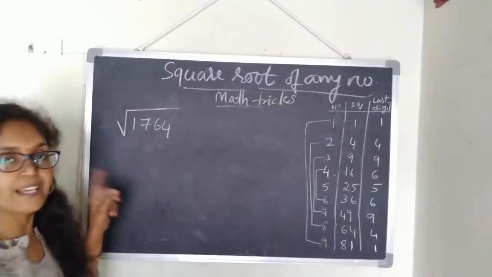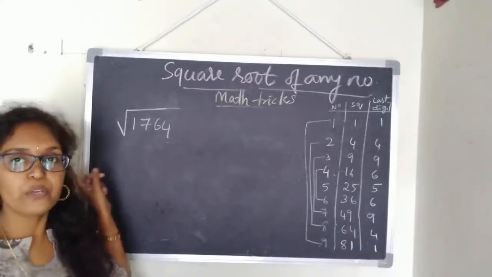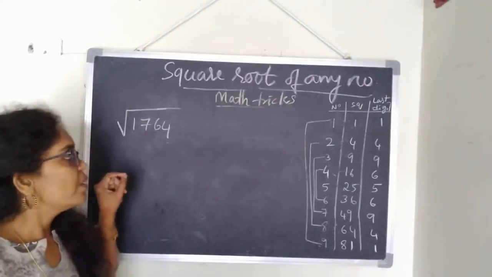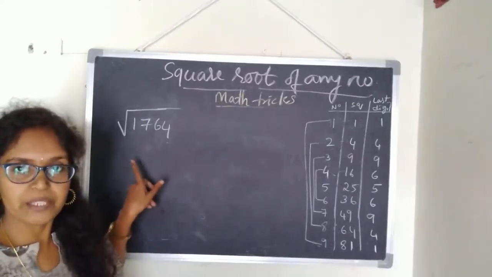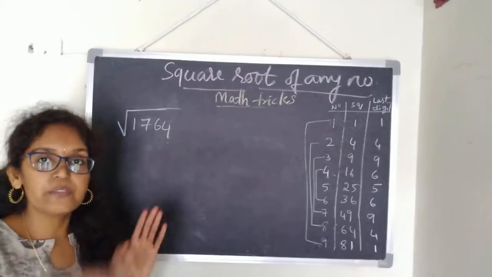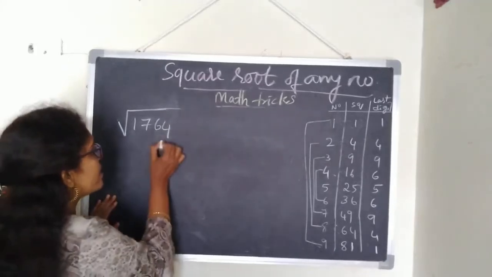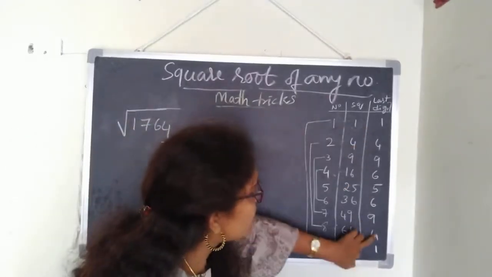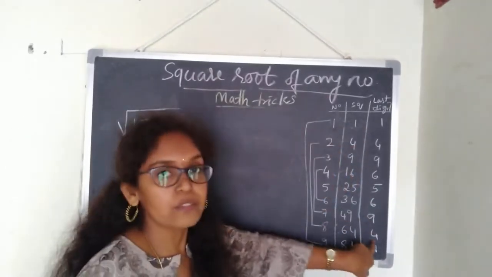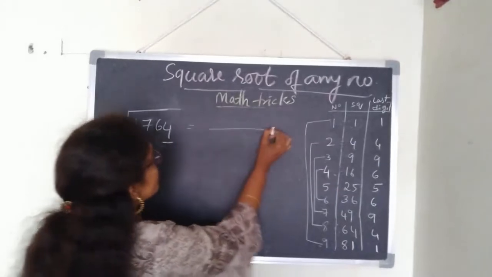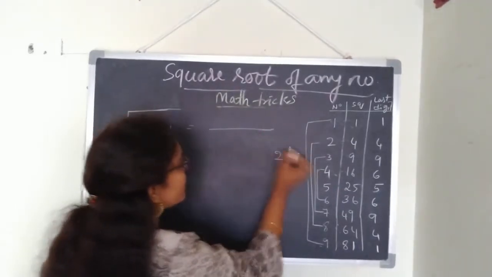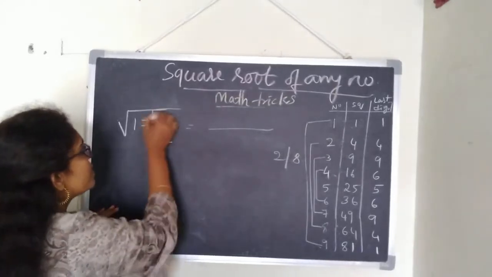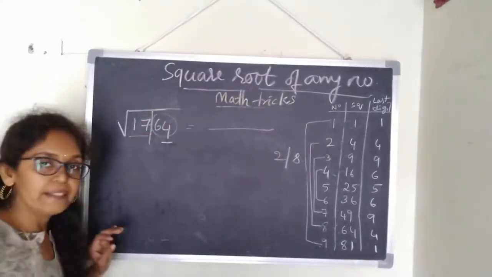Yes friends, here is another question. It is a 4-digit question. Square root of 1764. How to find the square root of a 4-digit number? The same procedure we are going to apply here. The last digit is 4. The last digit is 4 for either 2 or 8. So definitely the last digit of this number must be either 2 or 8.